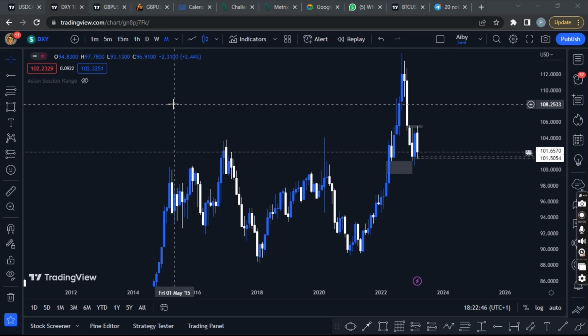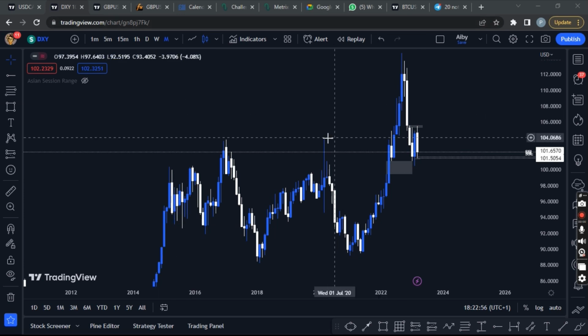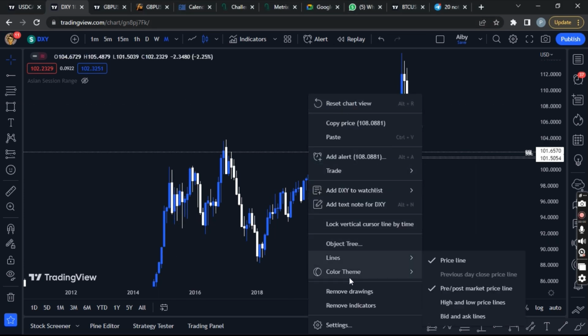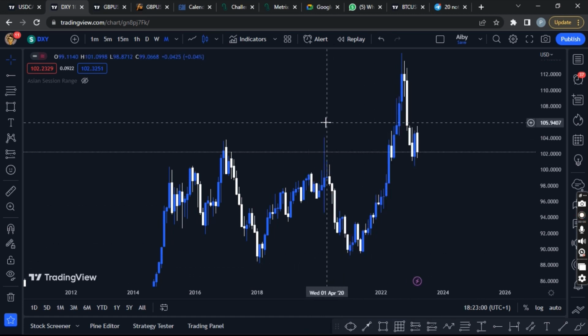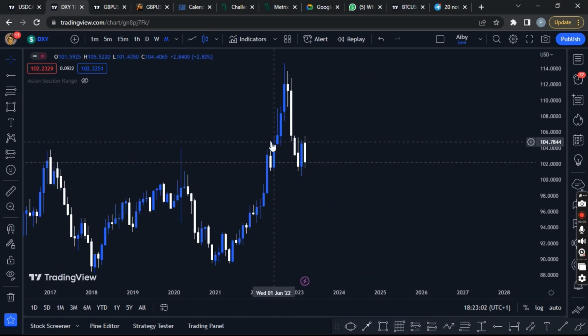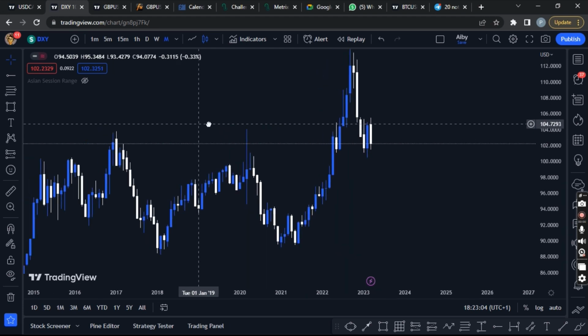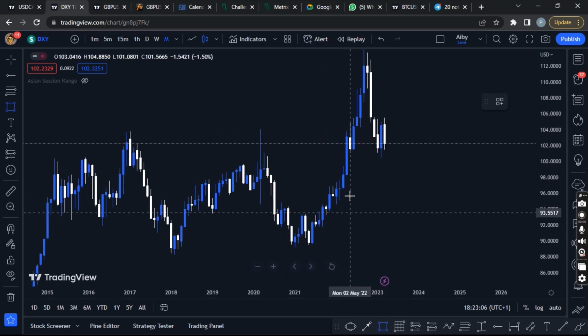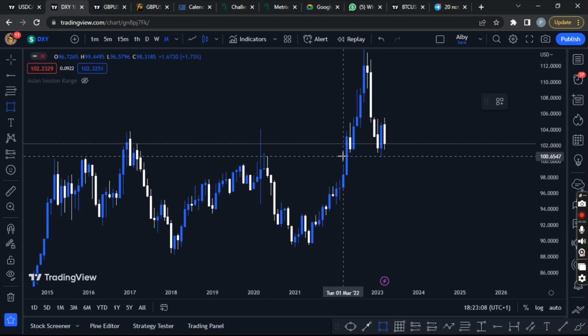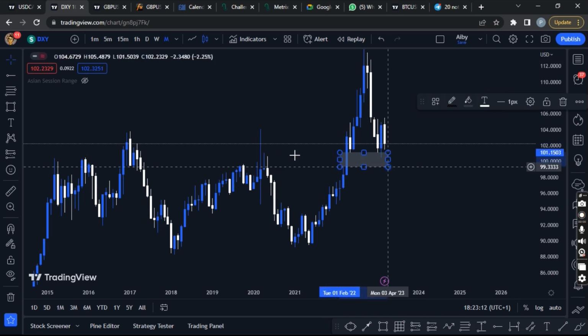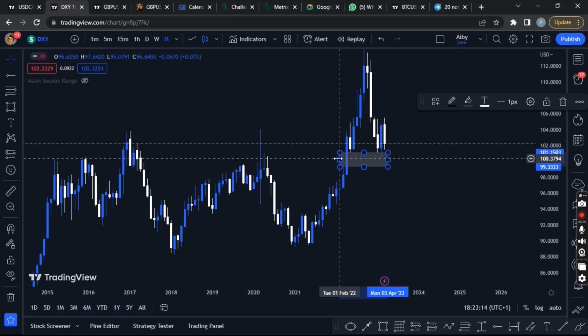So let's dive right into the chart. Now, this is the DXY, the dollar index chart, monthly time frame. Let me clear off the chart so I can start everything with you. On the monthly time frame, like I mentioned in my previous videos, we have a fair value gap here.